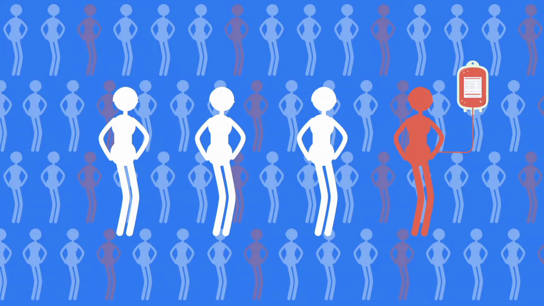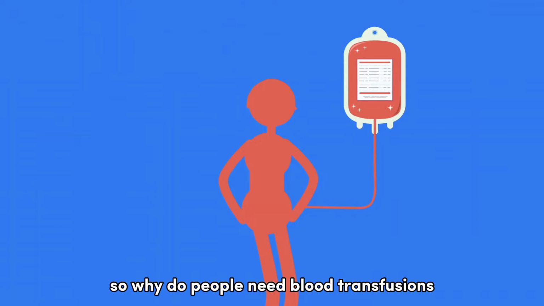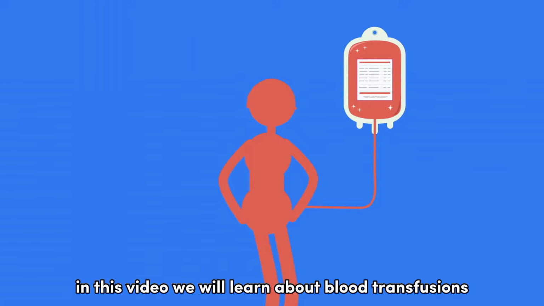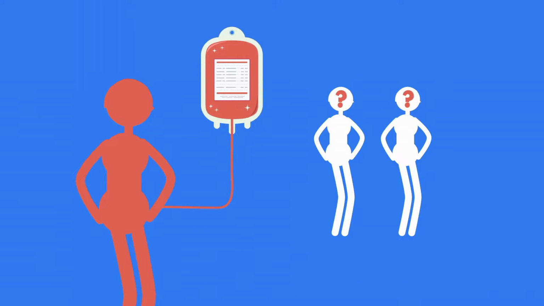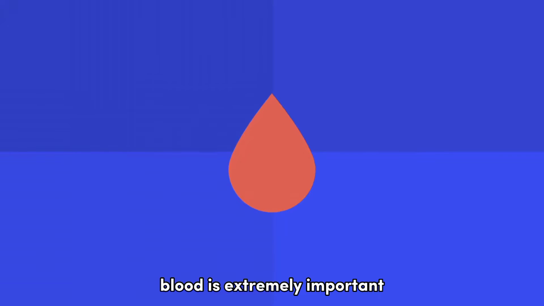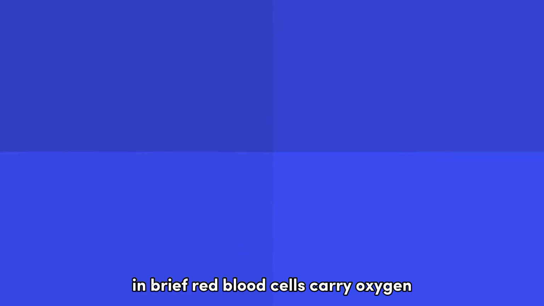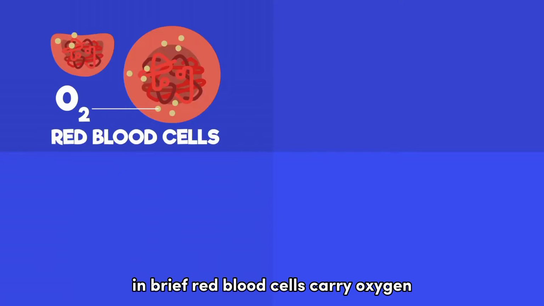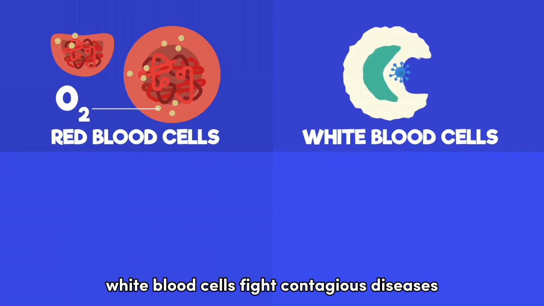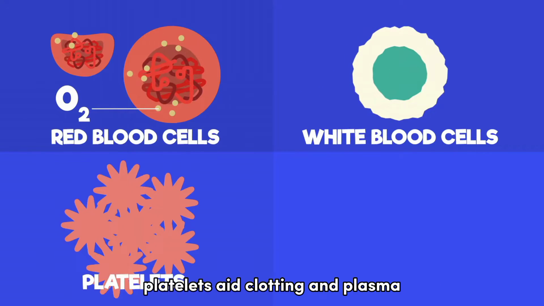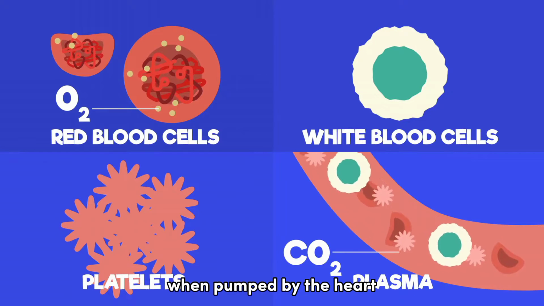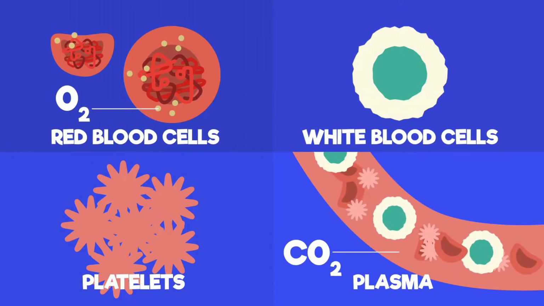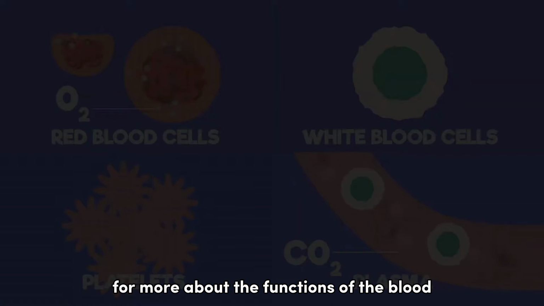Well, why do people need blood transfusions? In this video, we will learn about blood transfusions, why they are necessary, and who can receive blood from whom. Blood is extremely important. In brief, red blood cells carry oxygen, white blood cells fight infectious disease, platelets aid clotting, and plasma transports carbon dioxide and ensures the blood keeps flowing when pumped by the heart. For more about the function of the blood, watch this video.